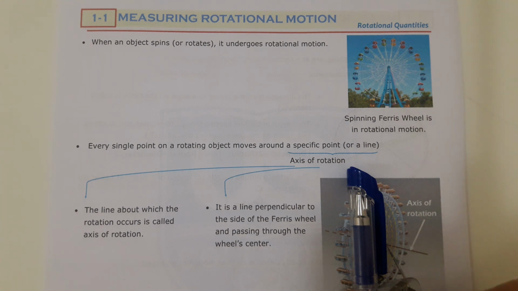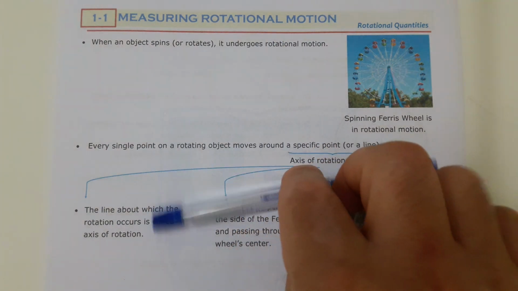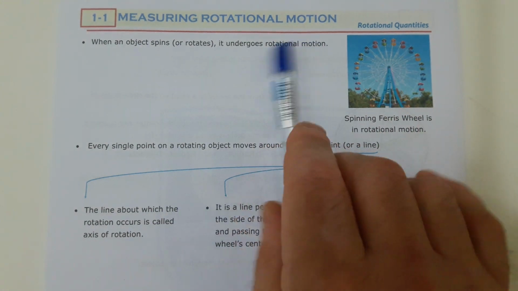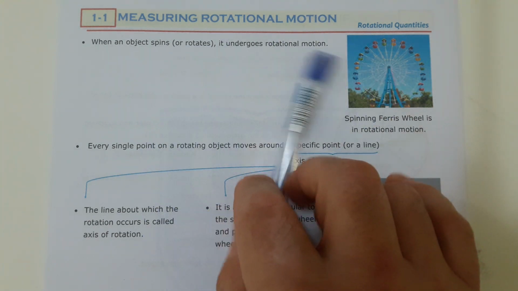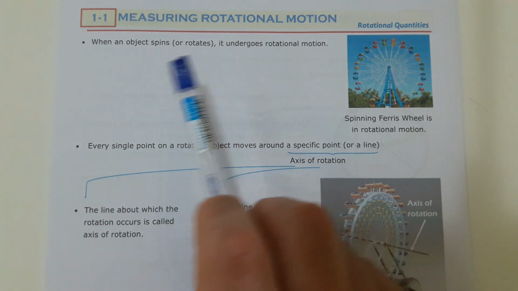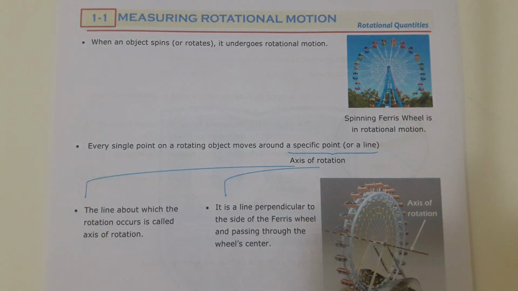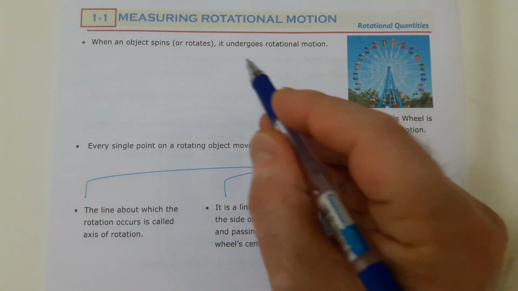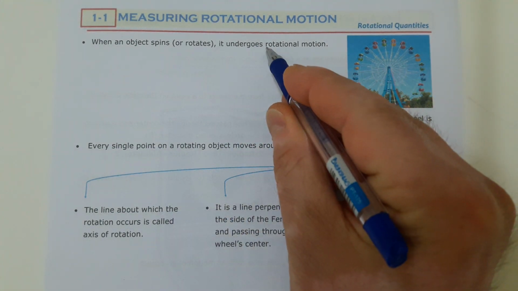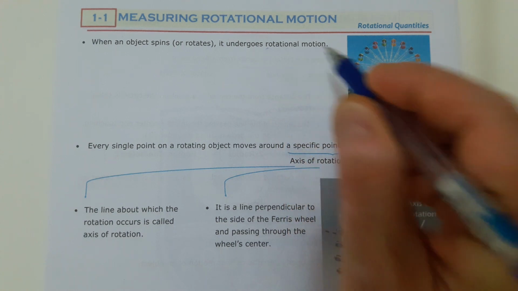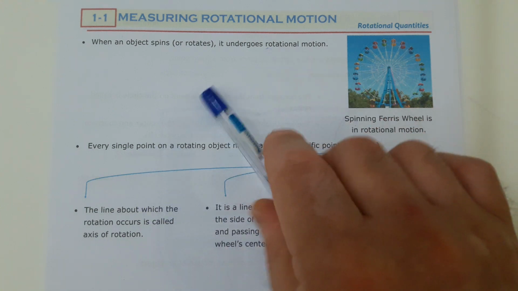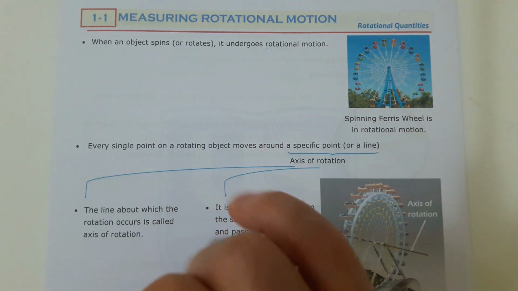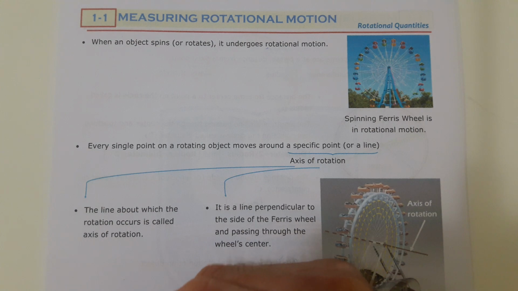But now the object will rotate in place. We are not going to move it, just rotating, spinning about a point. So in chapter 1, section 1, we are going to study this motion. When an object spins or rotates about an axis, we say that it undergoes rotational motion. This is the definition of rotational motion. So this type of motion is known as rotational motion.